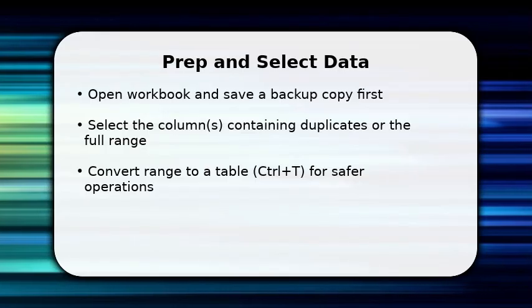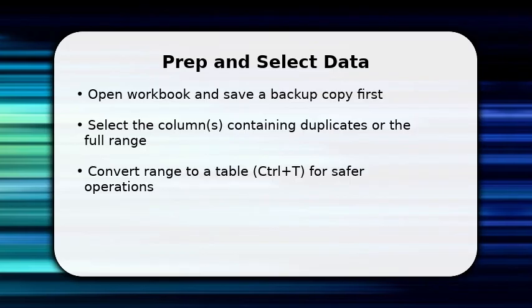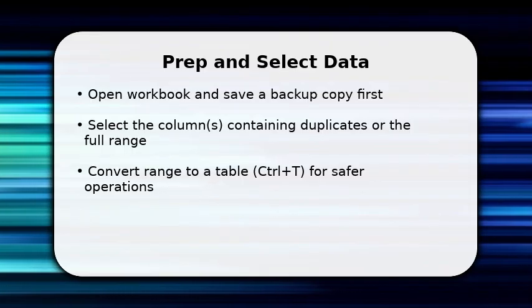You start by saving a backup and selecting the data you want to clean. Convert the range to a table with Ctrl+T. This makes formulas and filters robust. Once done, click any cell in the column that holds duplicates so Excel targets the right field.